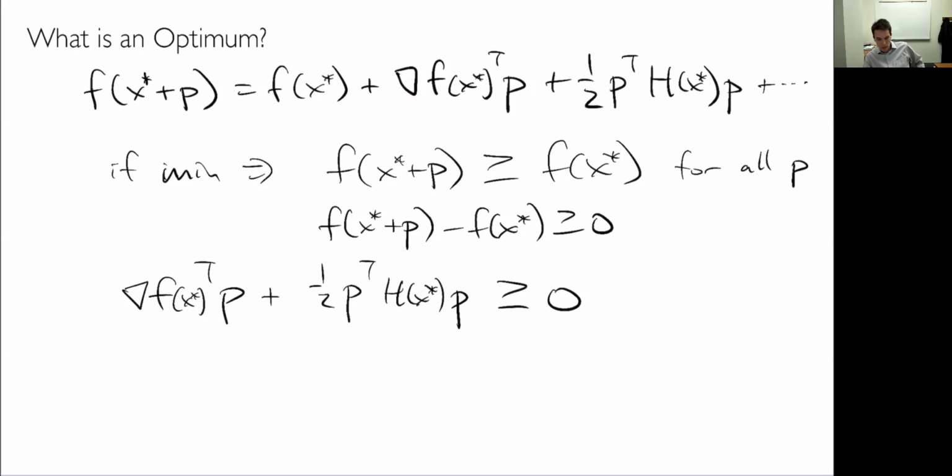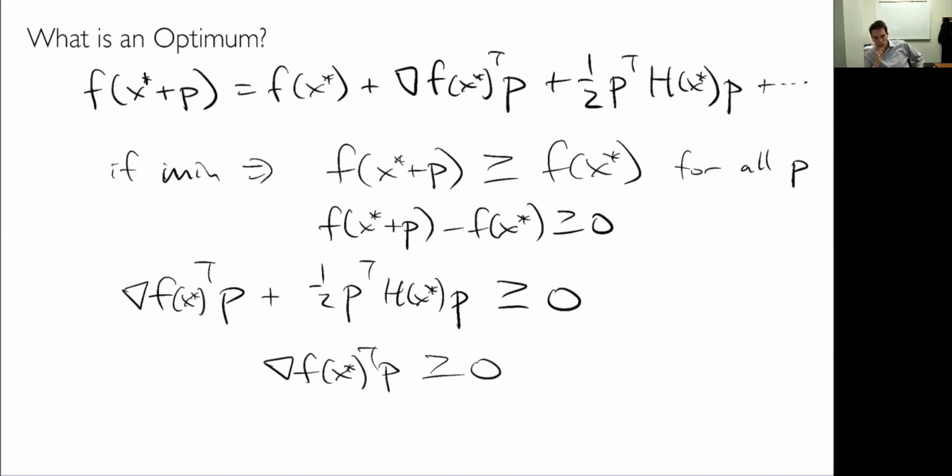Okay, well, if that's the case, let's assume that p is small. We can choose p to be anything. If I choose a small enough p, then this term is always going to be much bigger than this term, because this is a first order term, this is a second order term. So in other words, since I need this to be true all the time, I need it to be true even for very small p. So it must be that this first term has to be greater than or equal to 0.